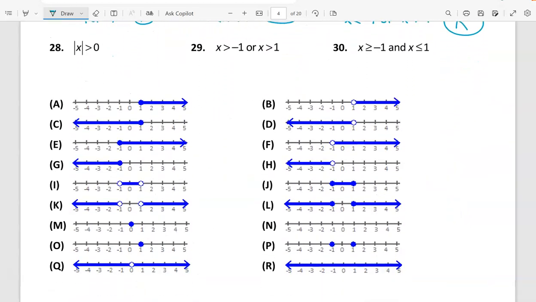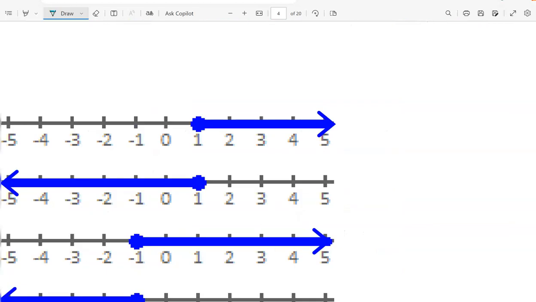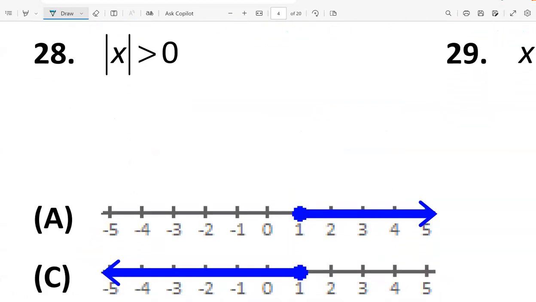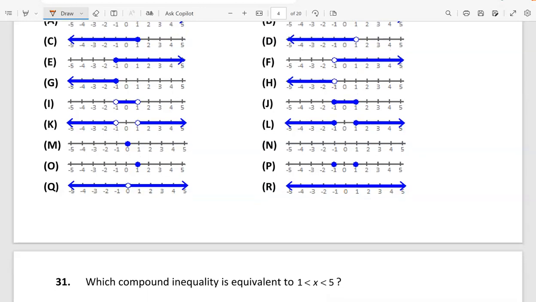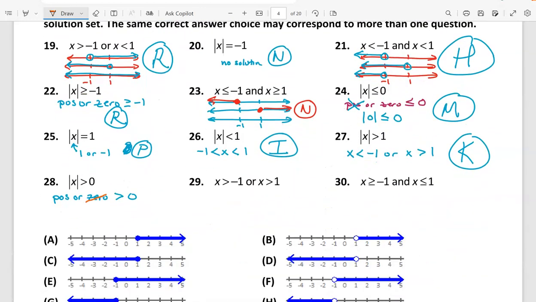For number 28, the absolute value of x is greater than 0. So again, think about the output for an absolute value can either be positive or it can be 0. So when is a positive number or 0 greater than 0? Well, in this case, a positive number is always greater than 0, but 0 is not greater than 0. So in this case, any number works for x except 0. So we are looking for a full number line with just 0 excluded. That would be choice Q.